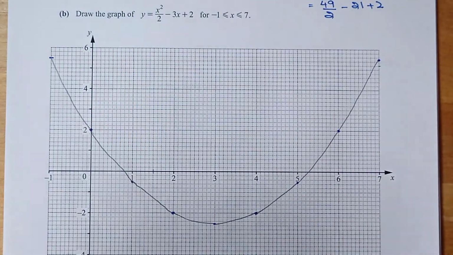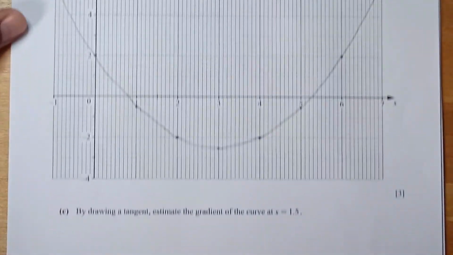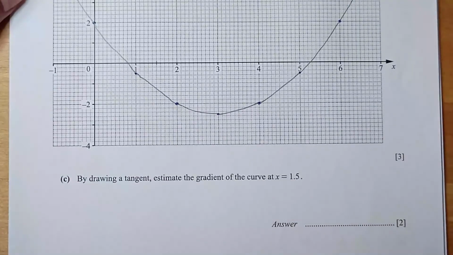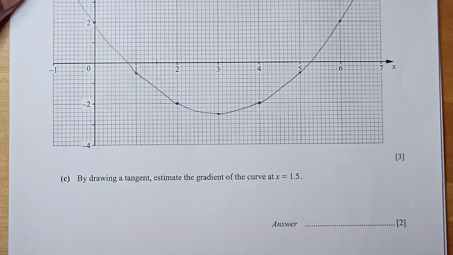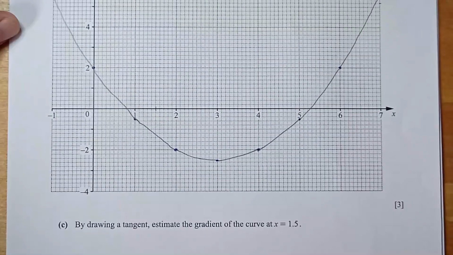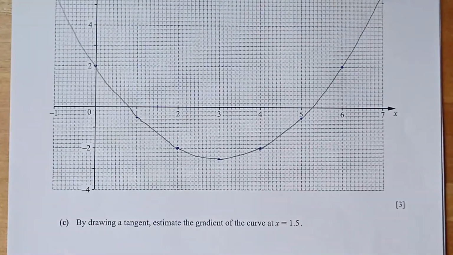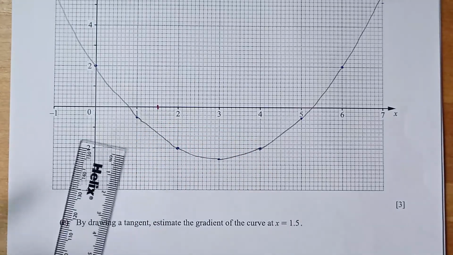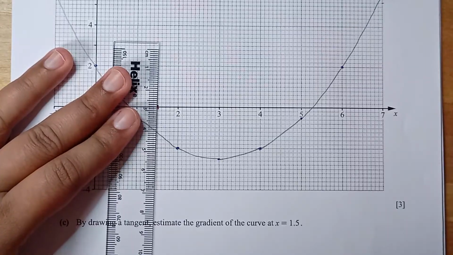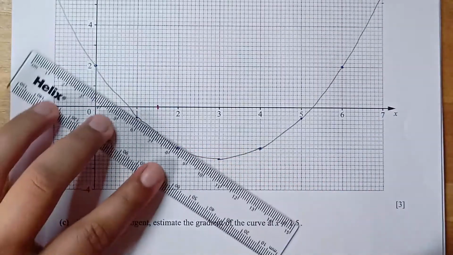So this is the parabola. Now for part C, by drawing a tangent, estimate the gradient of the curve at x equals 1.5. So at x equals 1.5, we need to draw the tangent first. Where is x equals 1.5? This is 1.5. So we need to draw the tangent.